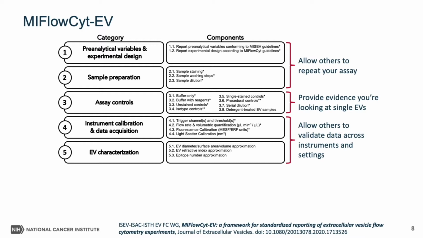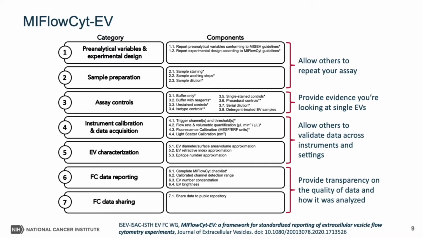So components 4 and 5 are focused on reporting instrument acquisition and information on calibration and methods for EV characterization. It's these steps that will enable you to derive your limit of detection and report your data in standard units. And this will allow others to validate your assay on instruments that don't have comparative sensitivity.